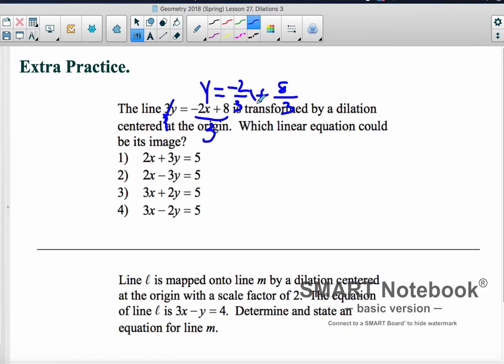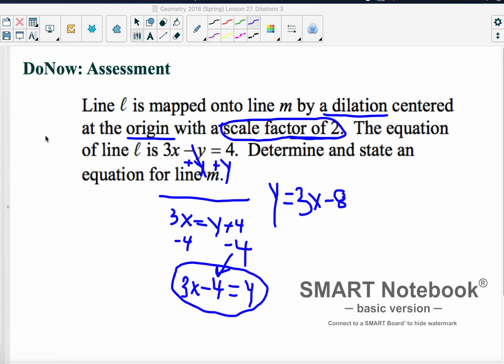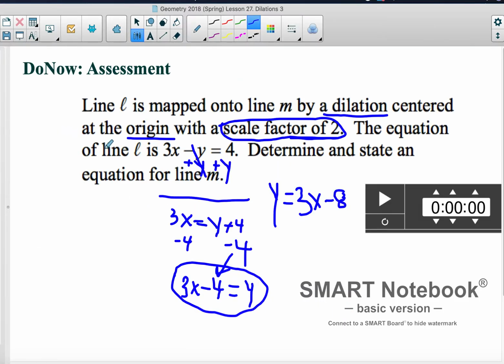So it says which linear equation could be its image, and pretty much to figure that out, you just got to figure out what's got that slope of negative 2/3. Which one's got the slope of negative 2/3? So to do that, all you got to do is change these guys into slope-intercept form as well. All right. And it ends up being, I think, answer choice 1 here. Answer choice 1. All right. The second question, if you want to take a look at that, it's actually the same as the one we just did in the assessment.